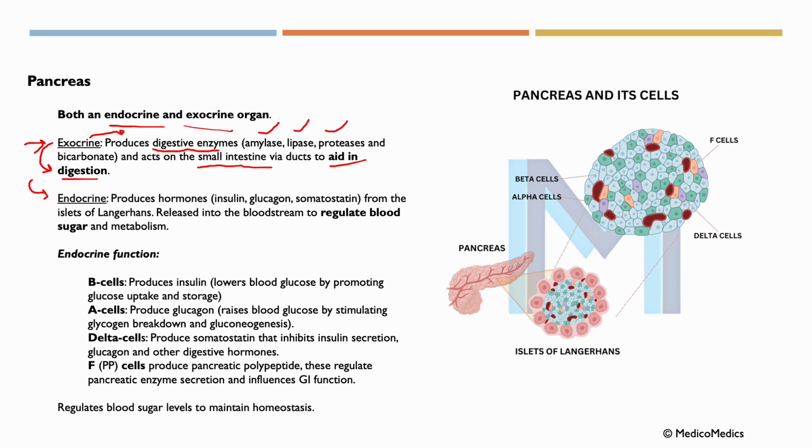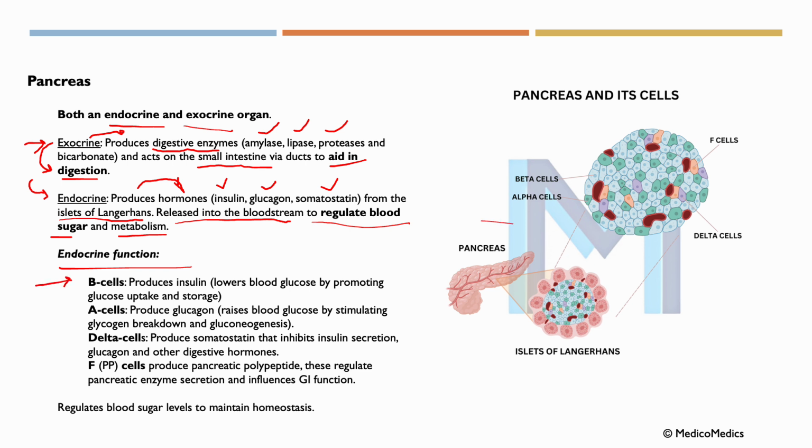Now, the endocrine part of it produces hormones like insulin, glucagon, somatostatin, etc. And these are produced from the islets of Langerhans. Now, these are released into the bloodstream to regulate blood sugar and metabolism. So let's go a bit deeper into this endocrine function.